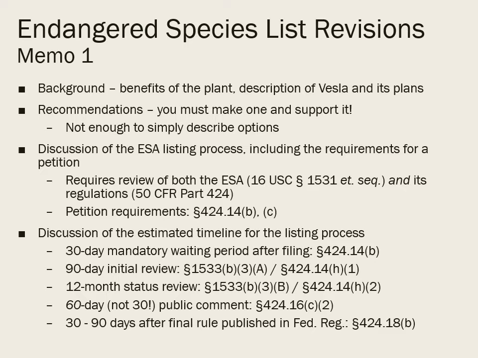I did want to see at least a partial breakdown of this 2-year period along with citations. You could see that I've got that here on the slide. We've got the 30-day waiting period after filing, 90-day initial review, 12-month status review, 60 days for public comment, not the typical 30, and then the rule wouldn't take effect for 30 to 90 days after it was published in the Federal Register. So those are some of the items that I wanted you to be able to hit.